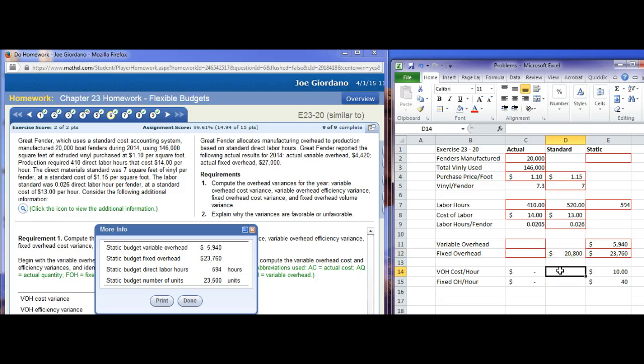So look at that for a second. I'm going to take a second so that you can stare at that again. This number here is going to be E15, $40, times the applied labor hours, which are going to be your actual fenders manufactured, times your labor hours per fender standard. In 90% of the problems you do, these two numbers are going to be the same, but not in this one. All right.